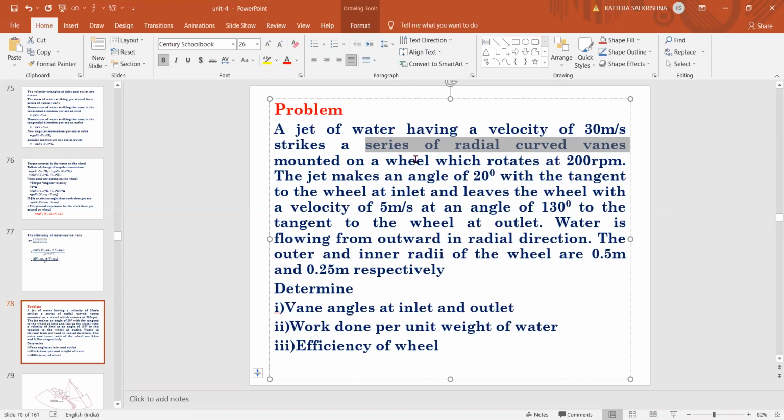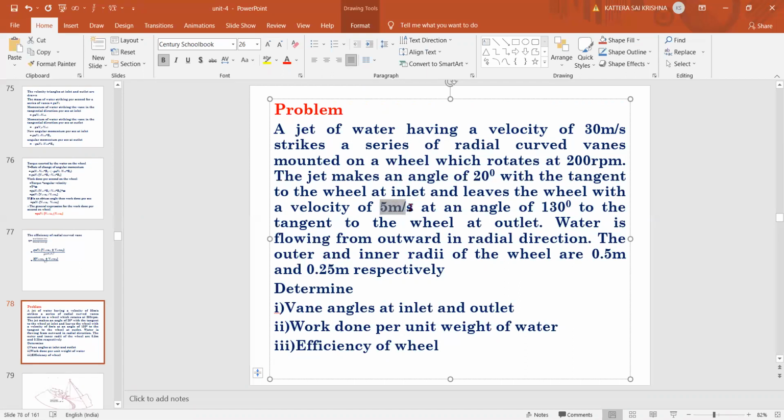So these are mounted on a wheel which rotates at 200 RPM. So the wheel is rotating at 200 RPM. So n value is given for finding the omega value, angular velocity. So omega equal to 2 pi n by 60. If you do, you will get omega value. After getting omega value, we can find U1 and U2, right? So the jet makes an angle of 20 degrees with the tangent, right? So jet is making an initial velocity angle alpha equal to 20 degrees to the wheel at inlet and leaves the wheel at a velocity of 5 meters per second.